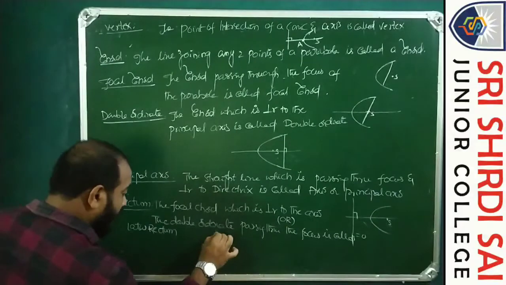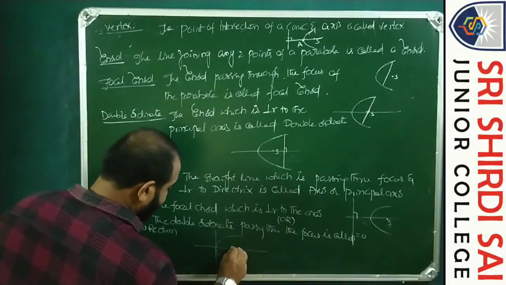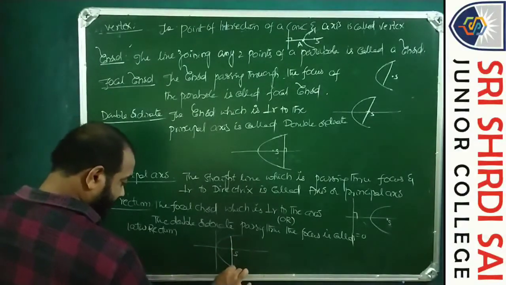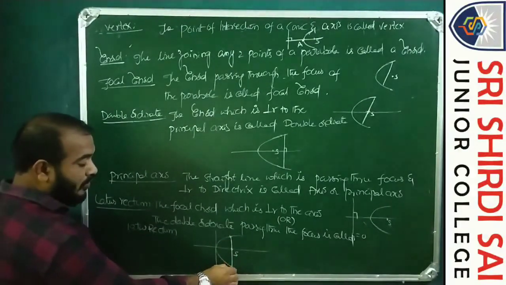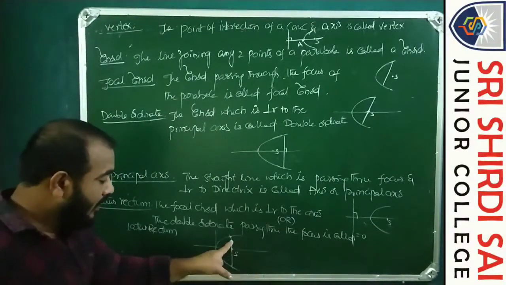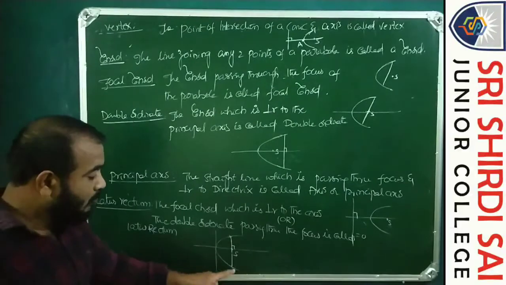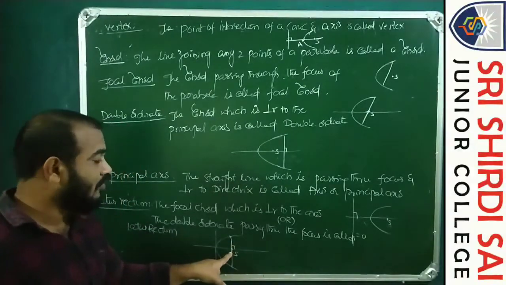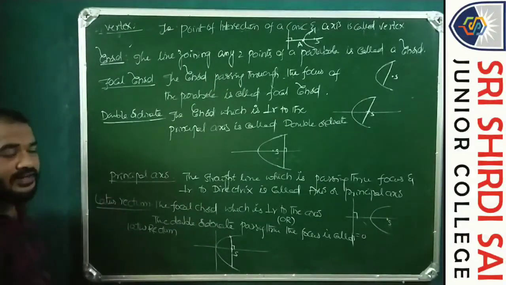That means if you take the diagram like this, this is our focus and this line is called the chord. Why chord? This is the line joining any two points of this parabola. This chord is passing through the focus, therefore it is a focal chord, and this focal chord is perpendicular to the principal axis. Otherwise this is a double ordinate, because this chord is perpendicular to the principal axis and passing through the focus. So from the focal chord as well as double ordinate perspective, we can define the latus rectum.